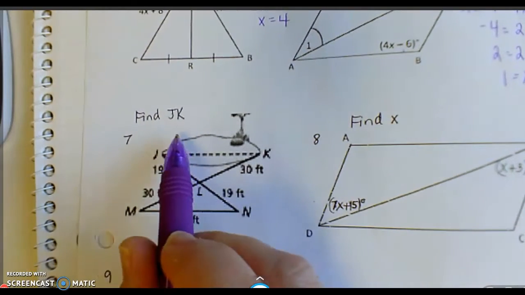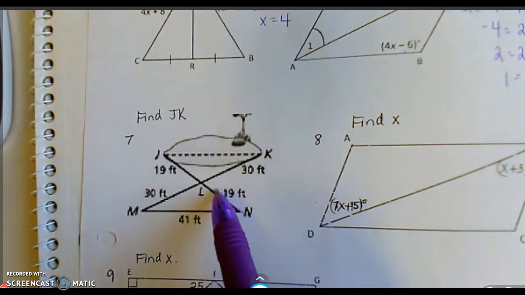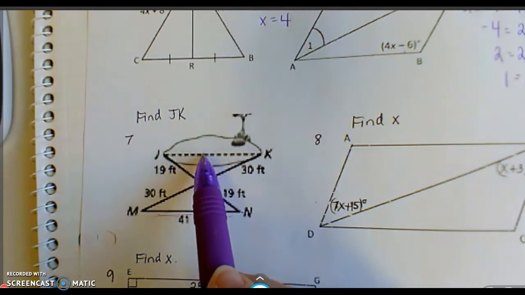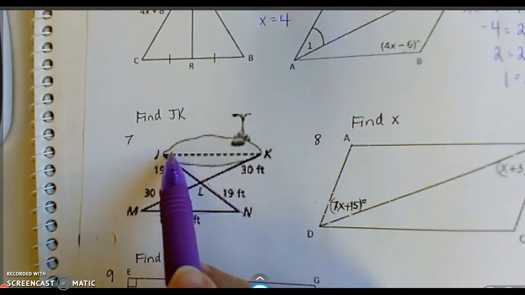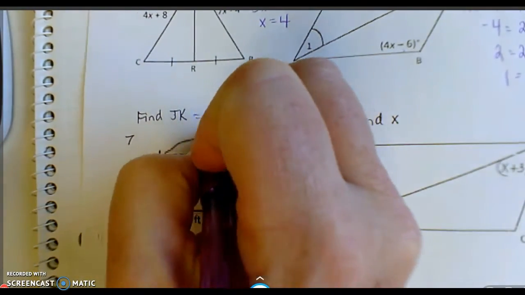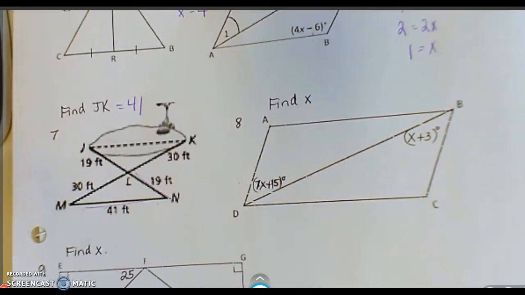Number 7 says to find jk. I already see that these two sides are the same and these two sides are the same. So what that means about the third side, if we've got two congruent triangles, is that jk, which is what we're looking for, is also the same as this one. So this is 41. So again, just realizing that the corresponding parts are congruent.